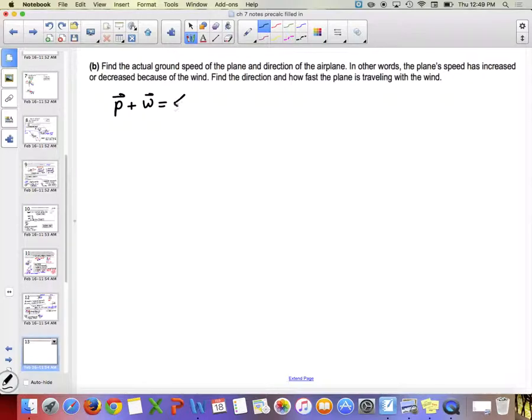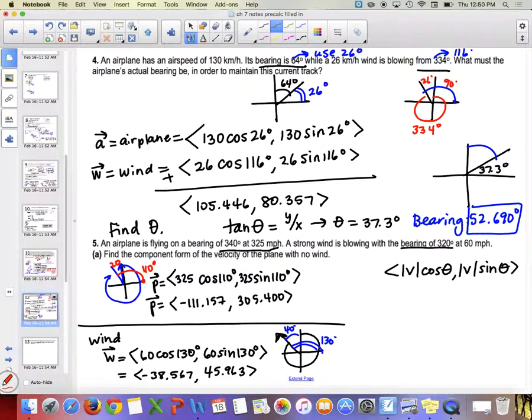Okay, and when we add vectors, all we're doing is adding their components, right? So I'm going to write it out kind of the long way. I have 325 cosine of 110 plus the component for wind, which was 60 cosine of 130. And then the next one was 325 sine of 110 plus 60 sine of 130. Okay, so see how we're just adding those two components? I can go back to the other page and show you. I'm adding this, and I'm adding this and this. That's all I'm doing, just adding the x components and the y components.